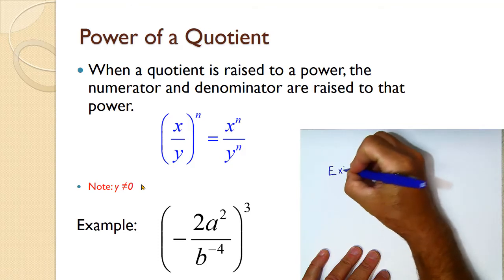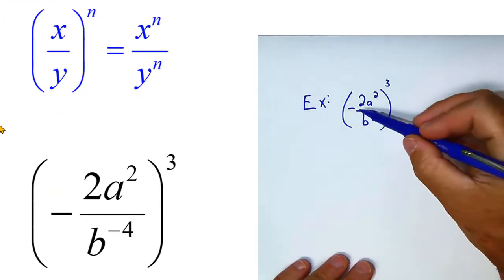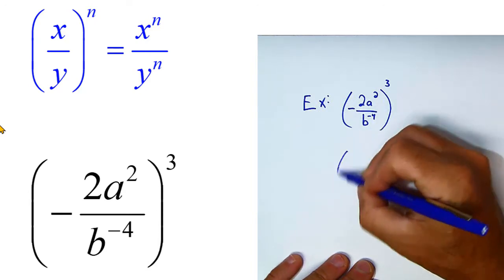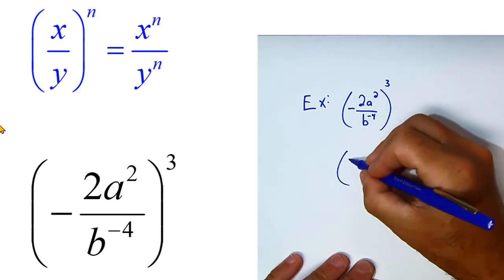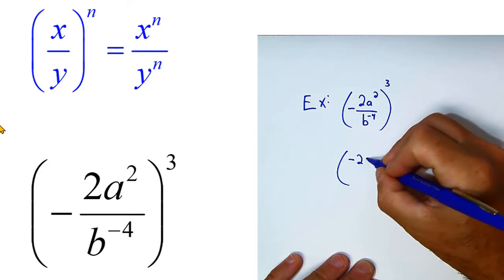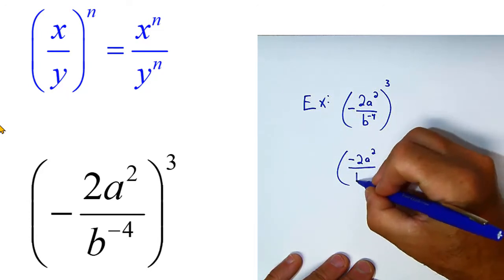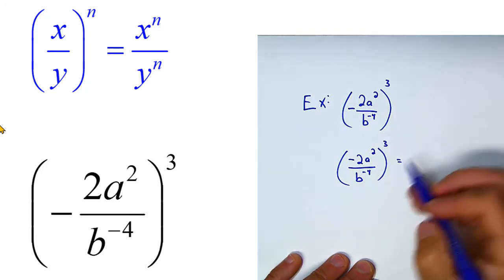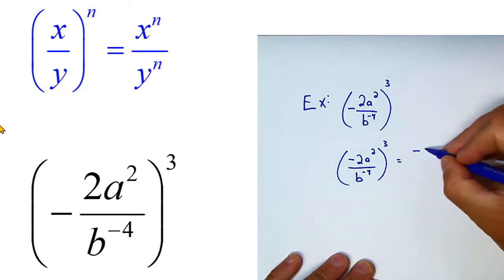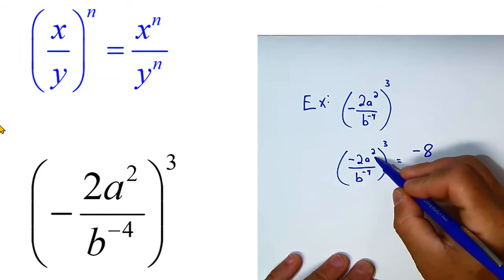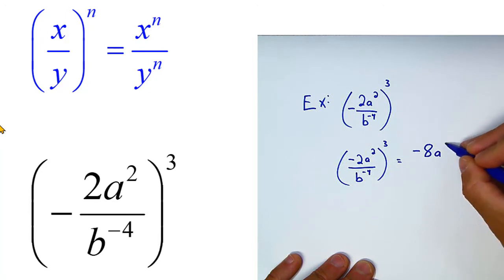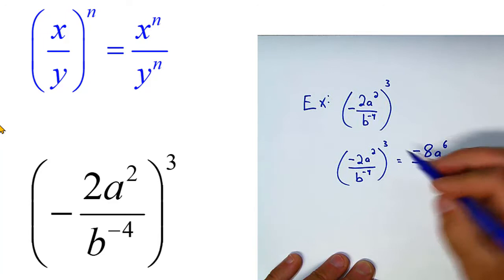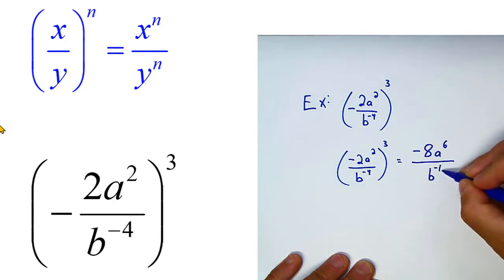But let's look at this example. Negative 2a squared over b to the negative fourth. Well, that negative sign can easily be associated with the numerator or the denominator, but not both. Let's call it negative 2a squared over b to the negative fourth. Let's raise that to the third power. Okay, negative 2 raised to the third power, as we saw, is negative 8. A squared to the third power gives us a to the 6th. We're going to multiply those. And b to the negative fourth to the third power, that's b to the negative 12th.